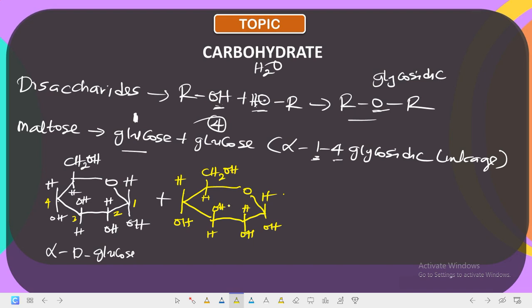This will not be the structure. Do you understand now? It's not the same thing. It's the same thing. This is also glucose. But what's the difference between 1 and 4? This alpha D glucose. This alpha D glucose. Now, what is the difference between 1 and 4?